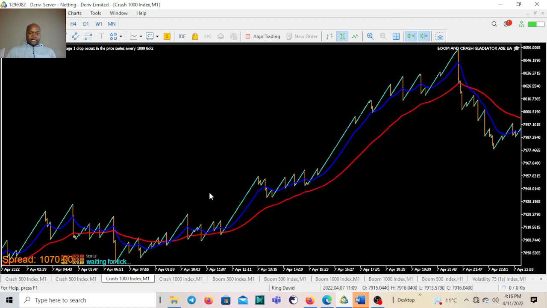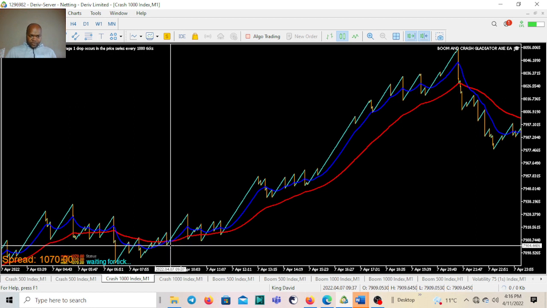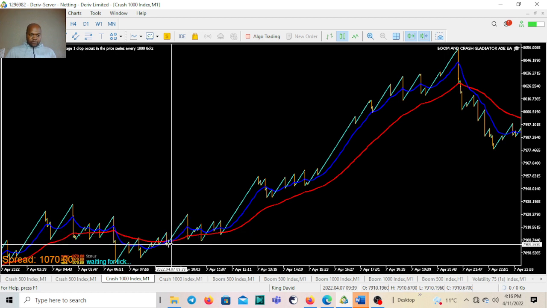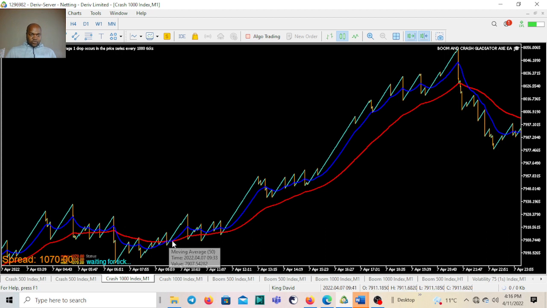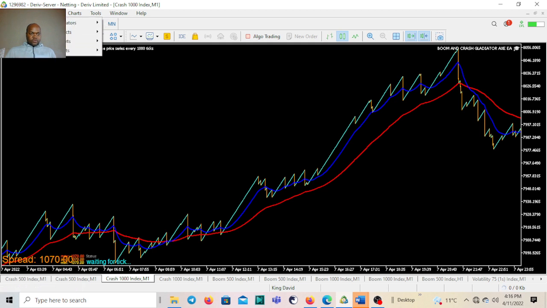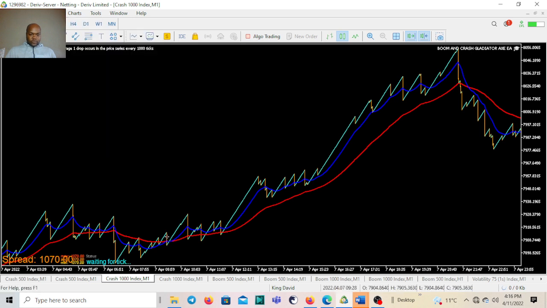Okay, so we're going to buy at this point. This is a perfect example. We're going to buy when the 50 crosses above the 200. This is the point where we're going to enter. Let me try to highlight that part. So we're going to enter the trade here.